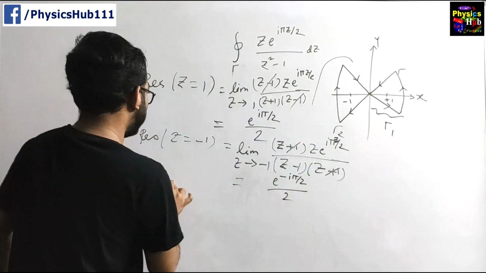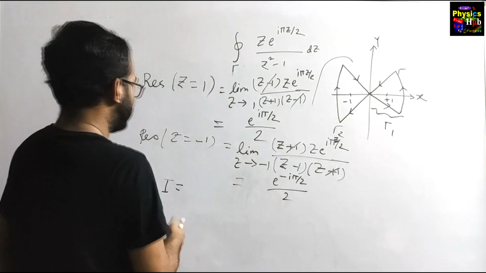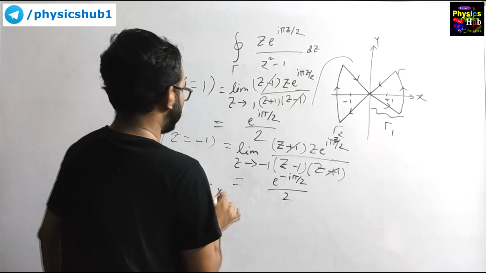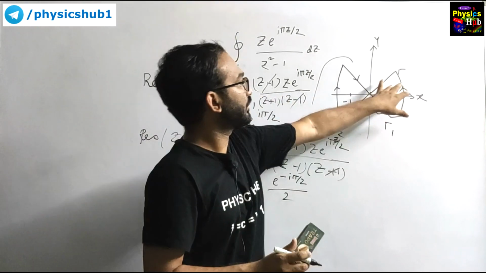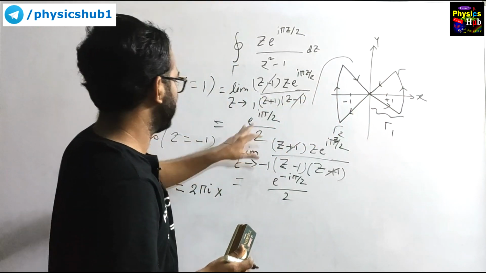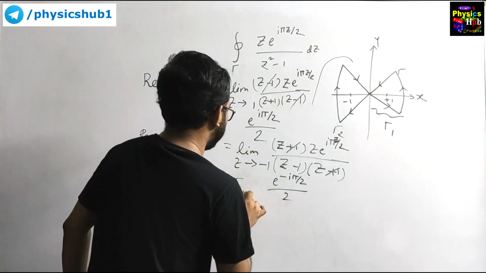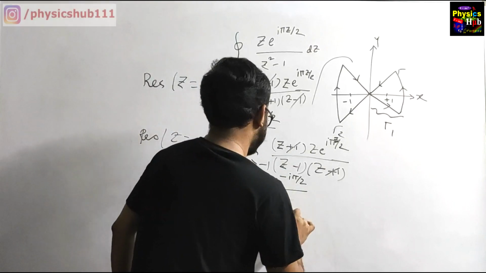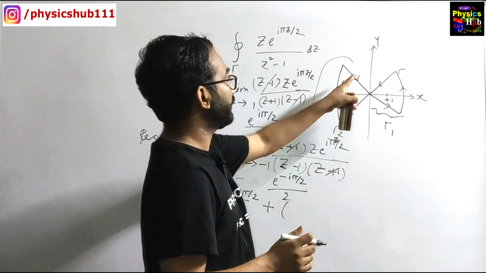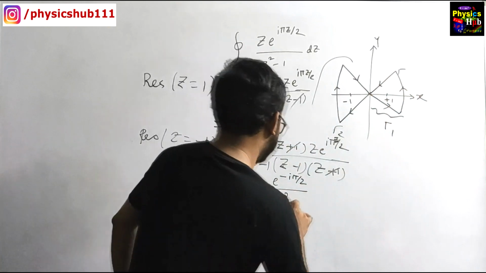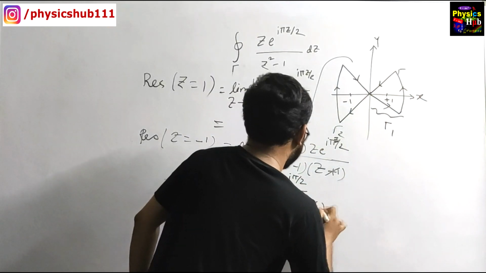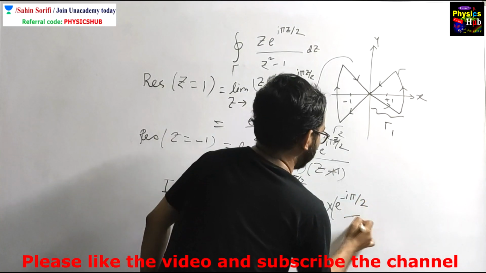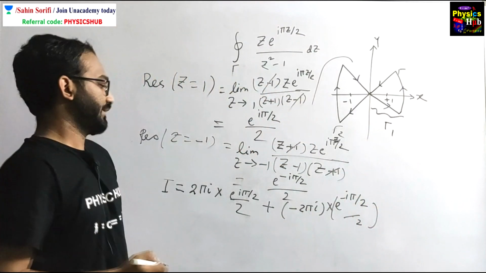So what is the total integration? For z equals 1 it is anti-clockwise, so we take the positive value: 2 pi i into e to the power i pi by 2 divided by 2, plus, for this one we have to consider the clockwise sense, so minus 2 pi i into the residue e to the power minus i pi by 2 divided by 2.